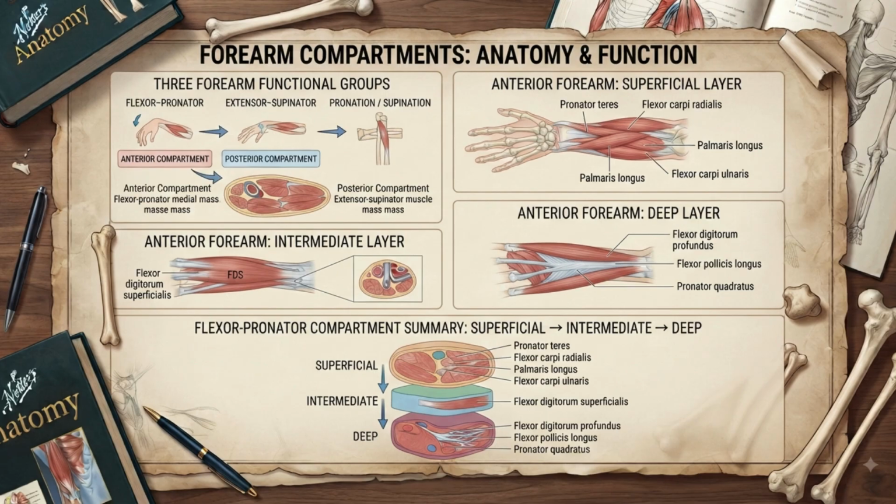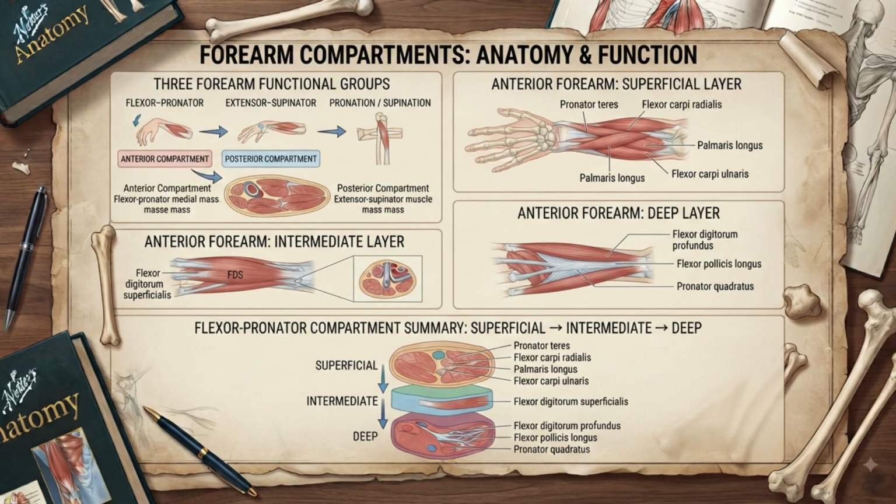The deep anterior compartment contains flexor digitorum profundus, flexor pollicis longus, and pronator quadratus. FDP flexes the distal interphalangeal joint. FPL flexes the thumb interphalangeal joint. Pronator quadratus pronates the forearm. So the key associations are FDP equals DIP, FPL equals thumb IP, and pronator quadratus equals pronation.